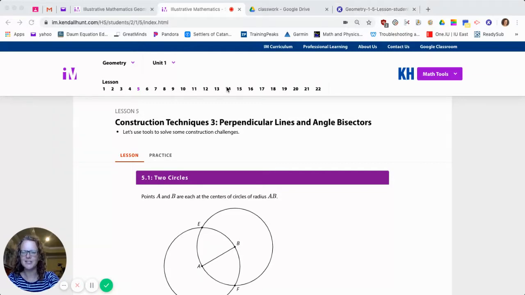Hey, geometry, still Unit 1 in constructions. We're doing lesson 5 today, which is construction techniques, perpendicular lines, and angle bisectors. Everything still relates back to circles.